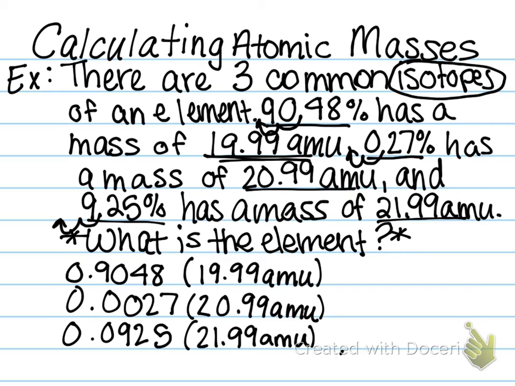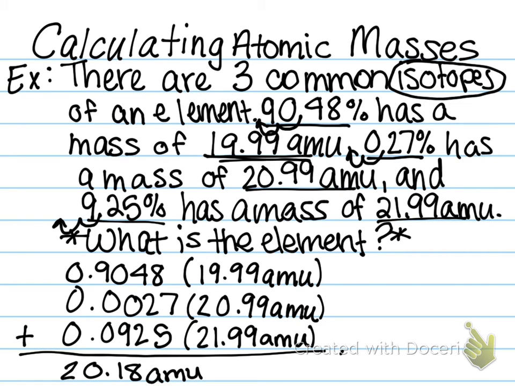Once we've got those multiplied, we can actually take all of those numbers and add them together to give us our atomic mass. When we do this, we get an atomic mass of 20.18 AMUs, which is very close to the atomic mass listed on the periodic table for neon, which is 20.18 AMUs. They're basically the same. Since those are almost identical, we can assume that our element is a sample of neon.